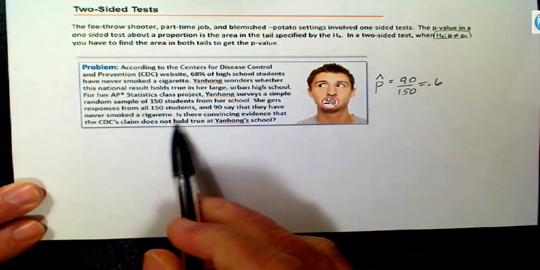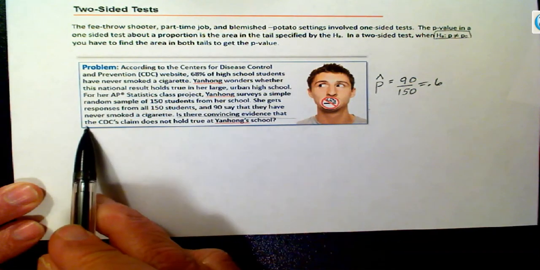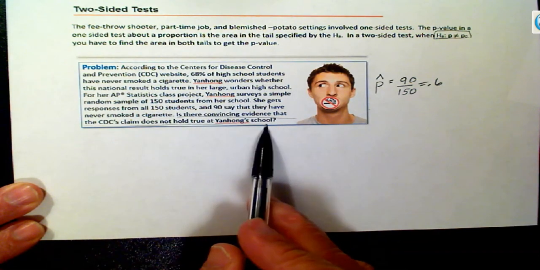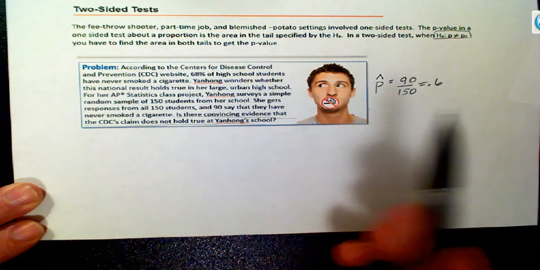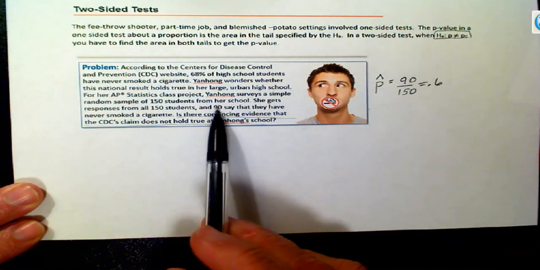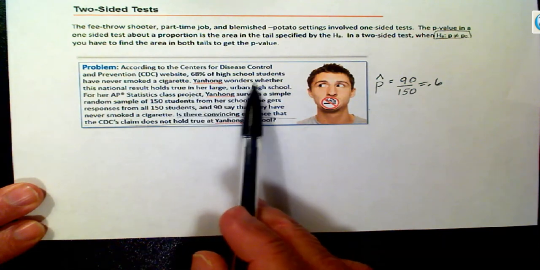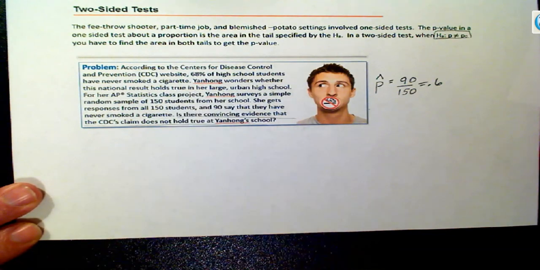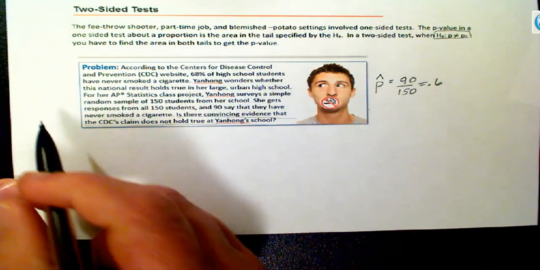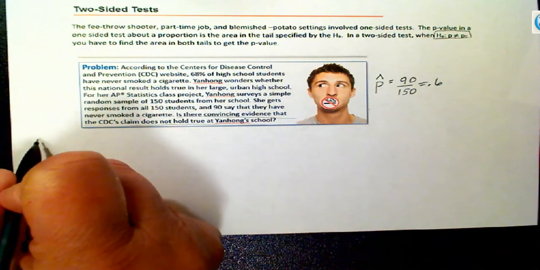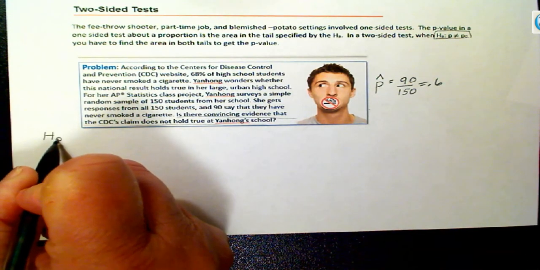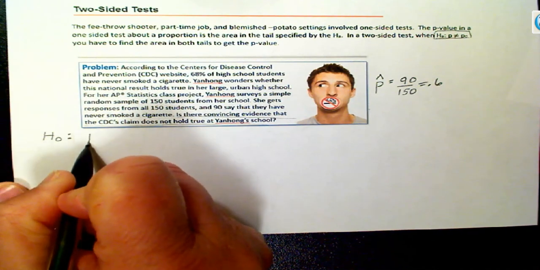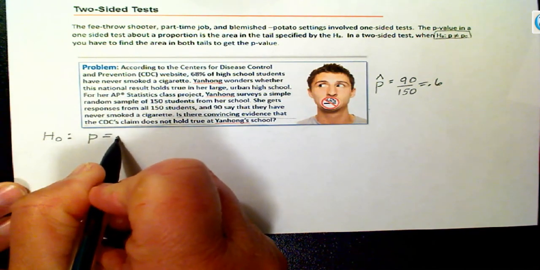Is there convincing evidence that the CDC's claim does not hold true? This is how we know that we're doing a hypothesis test. As you're reading through this, we're getting ready to write down the hypothesis statement. It says that she wonders whether this is true. It doesn't say, I think more people than that have, or, I think fewer people. It just says she wonders if it's true. So that's going to be a two-sided test, because it's going to be not equal in the hypothesis statement. So the CDC claim is 0.68.